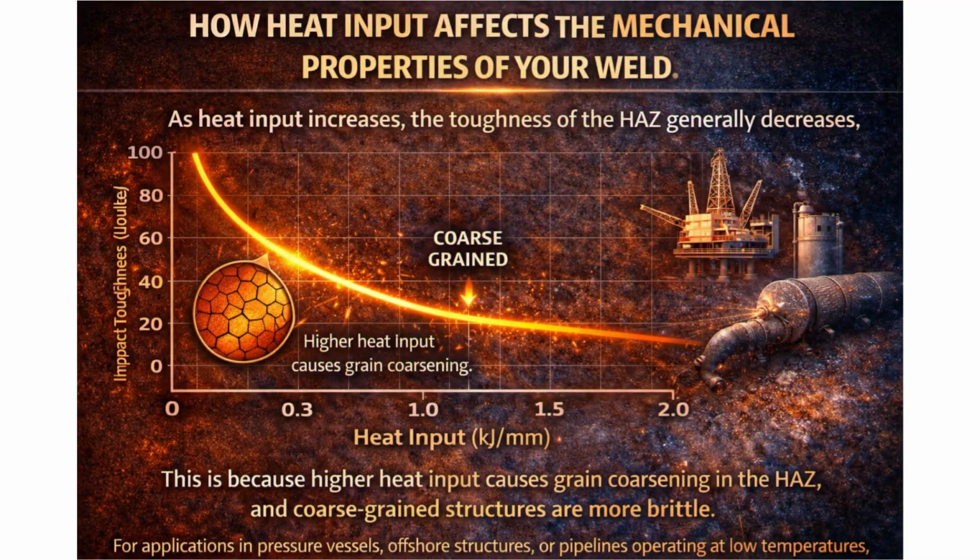Let's talk about how heat input affects the mechanical properties of your weld, because this is where it gets really critical for engineering applications. As heat input increases, the toughness of the HAZ generally decreases. This is because higher heat input causes grain coarsening in the HAZ, and coarse-grained structures are more brittle. For applications in pressure vessels, offshore structures, or pipelines operating at low temperatures, this can be disastrous.